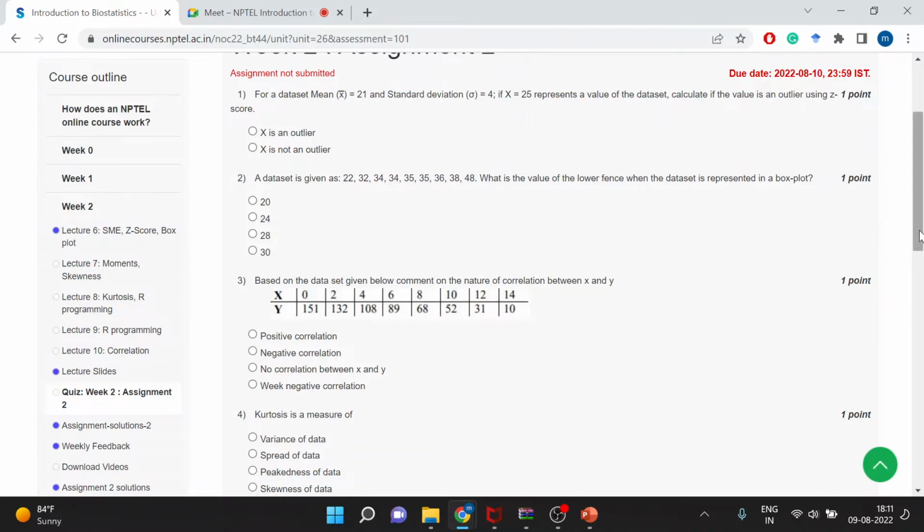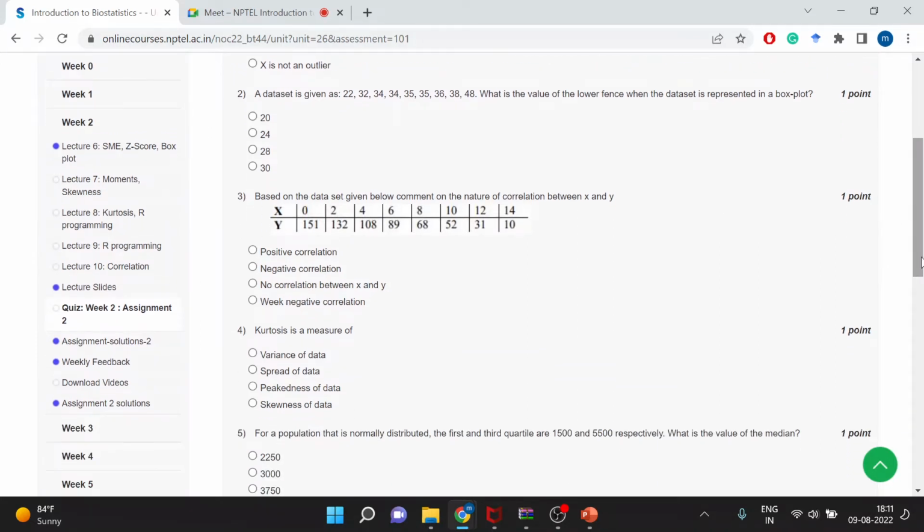What are the maximum values? If someone tells you correlation, what is the range of values correlation can take? I know you have not done this, but I'm just asking. -1 to 1, sir. Yes, -1 to +1. -1 will be a perfect negative correlation, and +1 is a perfect positive correlation. And 0 is, as you see, no correlation.